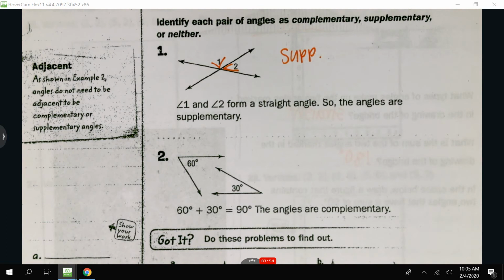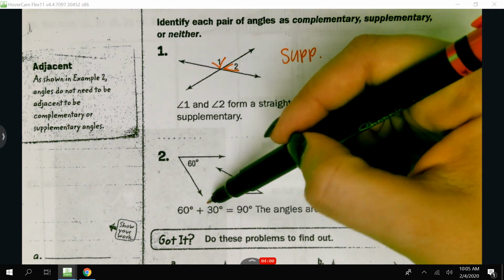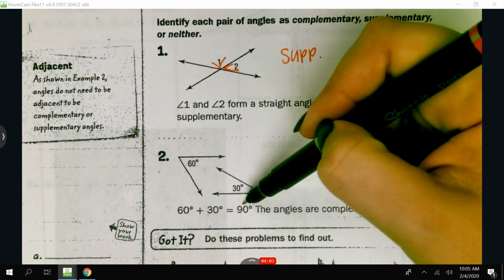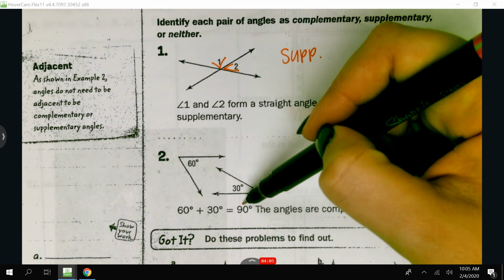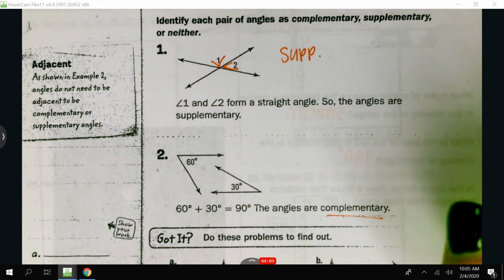Number 2, I can't look at the picture and tell if they make a straight line, but you know that one is 60 and one is 30. So if you add 60 and 30 together, they equal 90. The sum of two angles that equal 90 are called complementary. So those two angles are complementary angles.